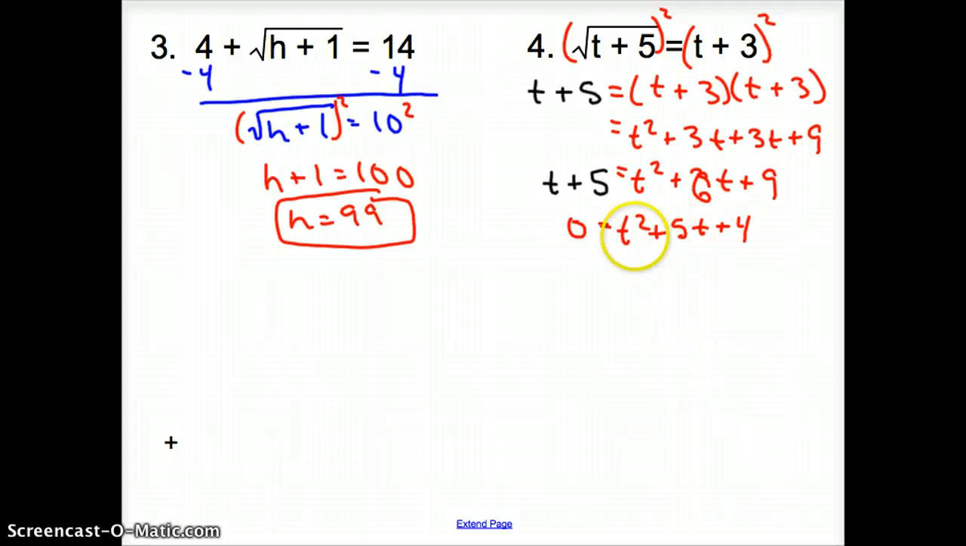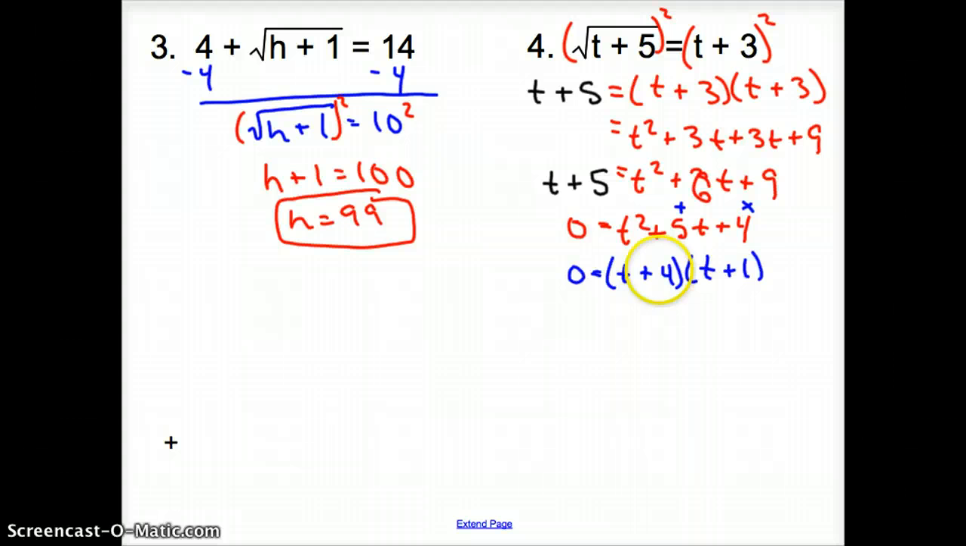What I have to do now, I have to factor this to find solutions, to see what will make this equal to 0. So I factor it. How do we factor it? We have to multiply up to that 4, and it has to add up to 5, correct? So I have t plus 4 and t plus 1, because 1 times 4 is 4, but they add up to 5, still equaling 0.